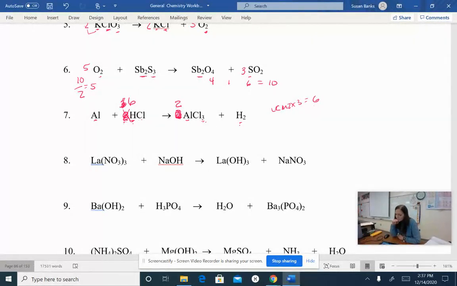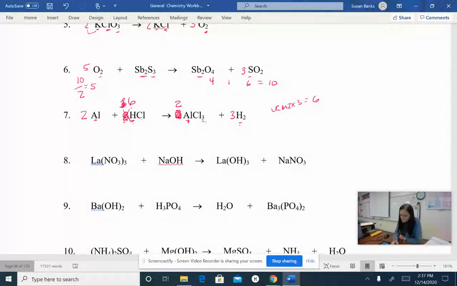So that means I need to go back and fix my hydrogens, doesn't it? So I have 6 hydrogens now. 2 times what gives me 6? Did you say 3? I also need to fix my aluminums. I have 2 over here now, so I need to go back and do this.